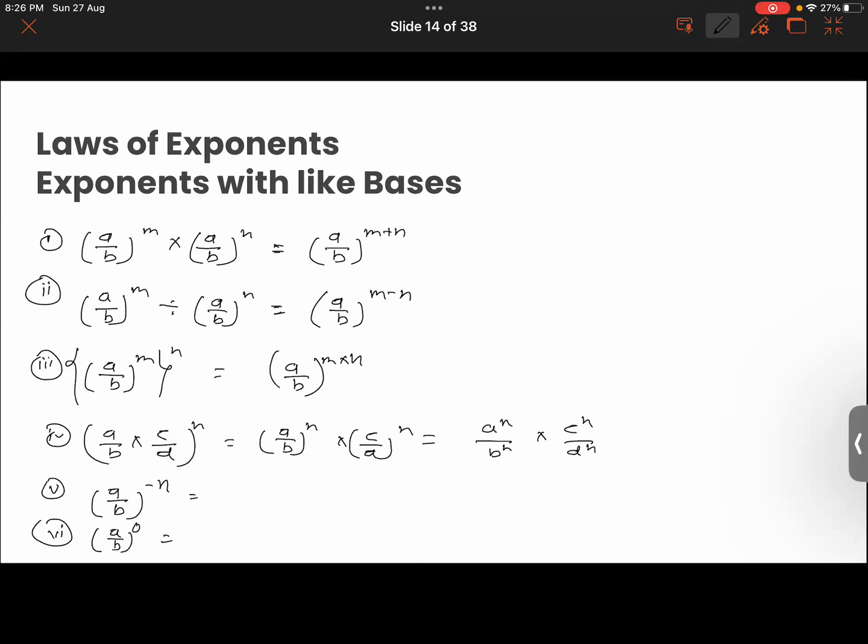Okay, and the next one, Arham. We reciprocal the base and then the negative power becomes the positive power. Very good. Okay, last one, Arhan. So the whole number will be 1. Exactly. There was one more, like if they are being divided, the same thing will be done in that case also, right? Okay, same thing.